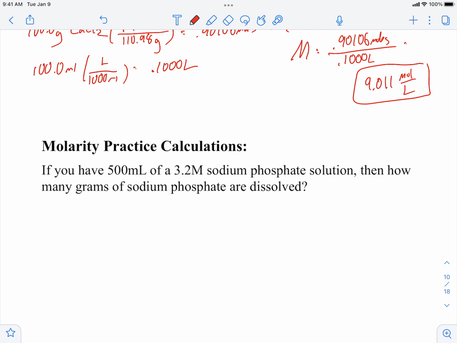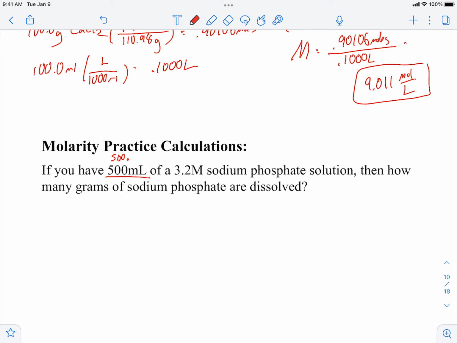So here we are given the volume of the solution is 500 milliliters. Let's make this 500 with a decimal point just so we have 3 sig figs instead of 1. And they tell us the molarity. How many grams of sodium phosphate are dissolved? Okay, so in our formula for molarity, grams is not present, but moles is. So that means we're going to solve for moles first and then turn it into grams.